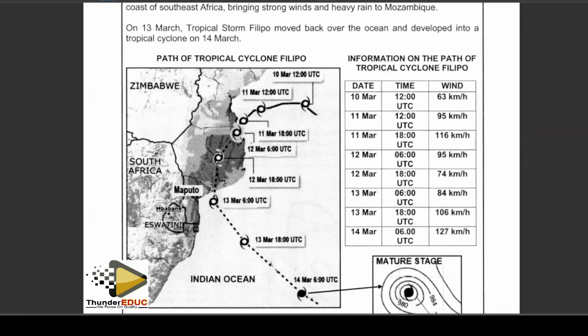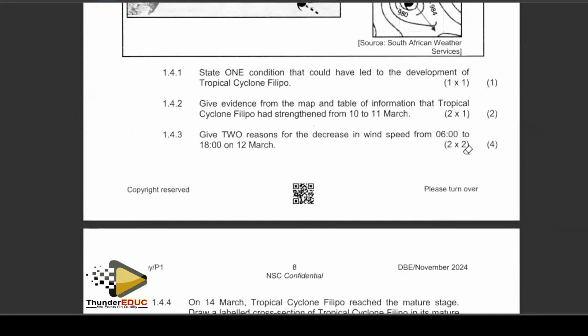Right, the question is based on a typical tropical cyclone which affected Mozambique. It made landfall in Mozambique on the 12th of March and strengthened on the coast of Southeast Africa, bringing strong winds and heavy rain to Mozambique. On March 13, tropical storm Filipo moved back over the ocean and developed into a tropical cyclone on 14 March. Right, the infographic here is everything. State one condition that could have led to the development of tropical cyclone Filipo.